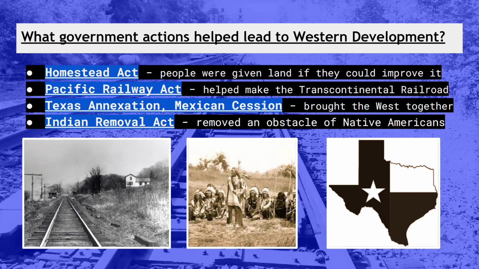Texas annexation and the Mexican cession, these were land possessions from the United States that brought the West together. Then there was the Indian Removal Act, which removed an obstacle of Native Americans because Native Americans were an obstacle to Western development, but once the unfortunate act was made, the results were that more advancement could be made to the West because they were put into reservations.